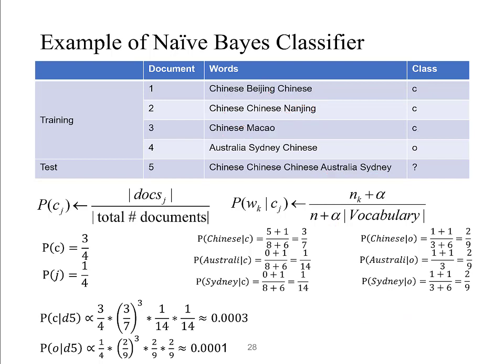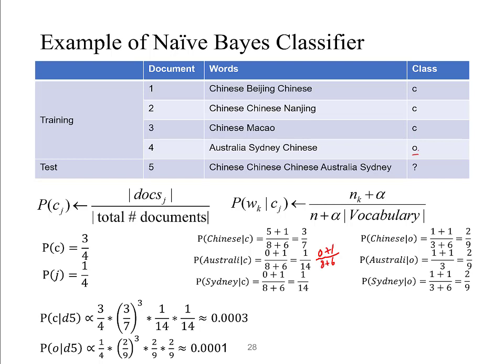My machine crashed before, so I've lost all the annotations. So basically, here would be a 0, and here would be 8 plus 6, which would be the same for all probabilities of w_k given class C. All right, so we apply this add-1 smoothing. We've got 1 over 14 as the probability of Australia given C. And similarly, Sydney given C is the same.